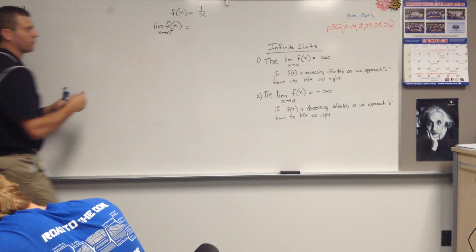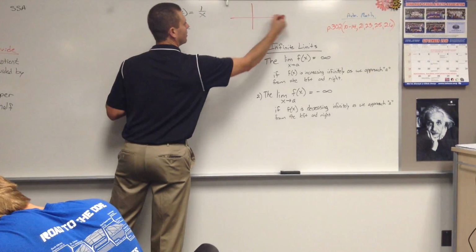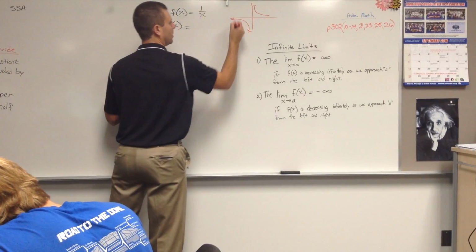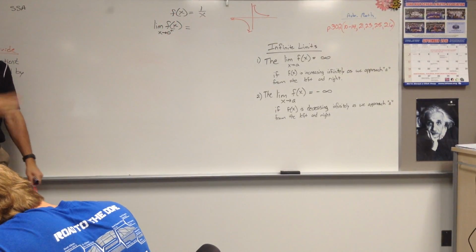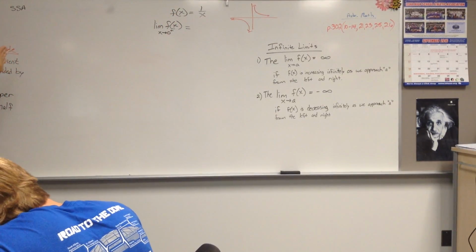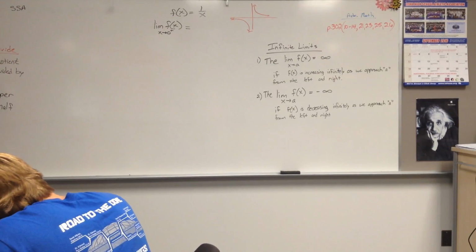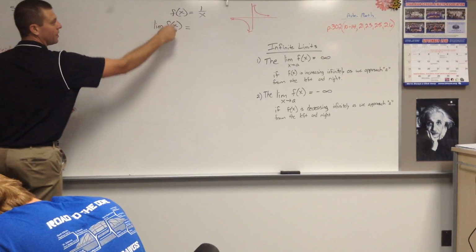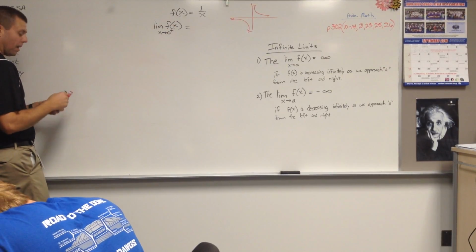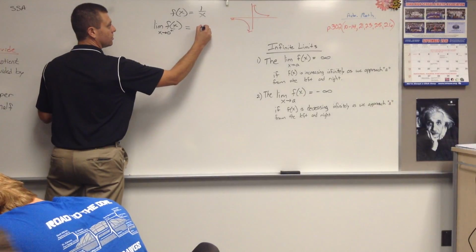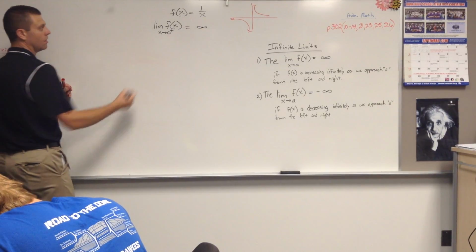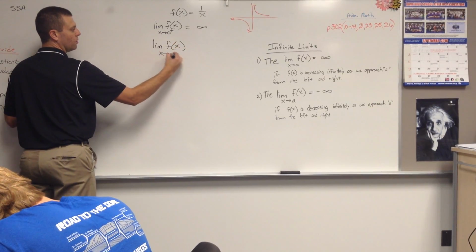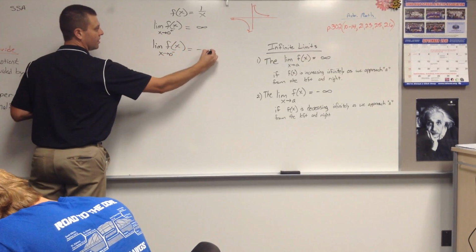Need a quick refresher on the graph? Positive infinity. Doesn't this graph look like this here? And I approach 0 from the right. What is that graph doing? Increasing infinitely, right? So the limit of this function as I approach 0 from the right is positive infinity. What is the limit of this function as I approach 0 from the left? Negative infinity.